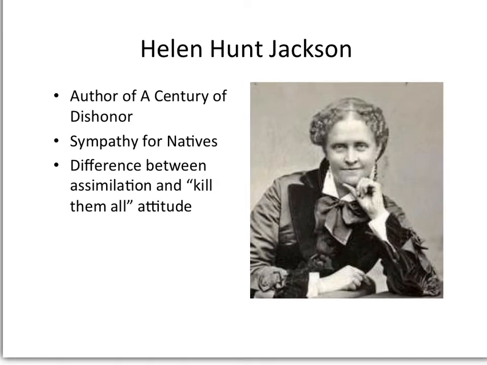Some of the Americans began to write about some of the stuff that was happening. One of these people was a woman by the name of Helen Hunt Jackson, and she wrote a book called A Century of Dishonor. It began to focus on some sympathy for the natives, but it also brought up an attitude of whether whites wanted to help the natives assimilate, which really meant that they didn't respect their culture, or kill them. So there was really no 'we're going to live together with them.'